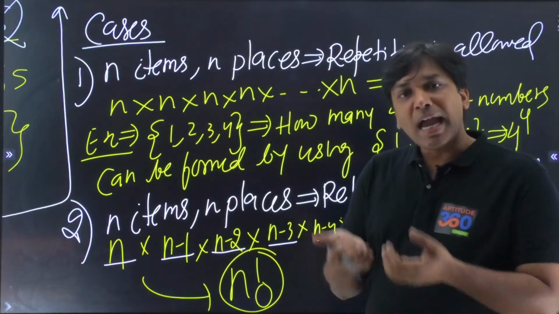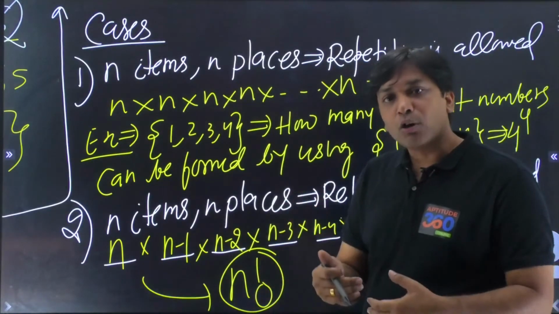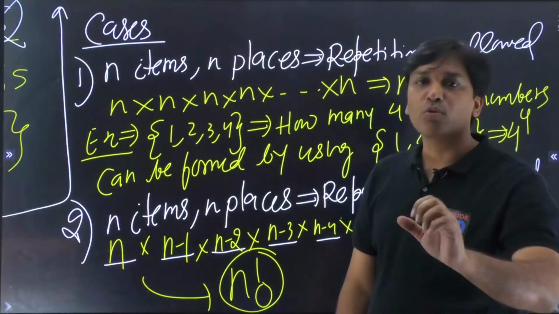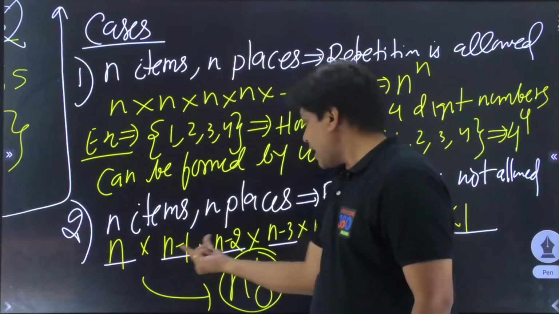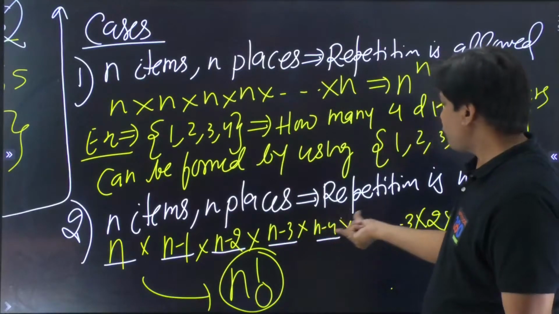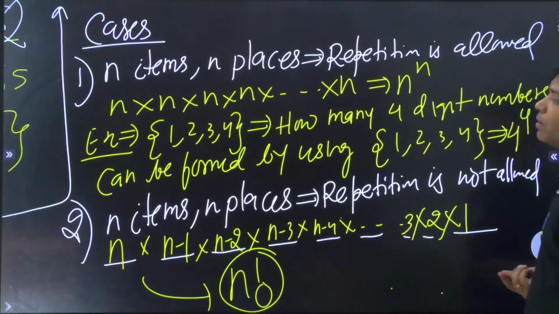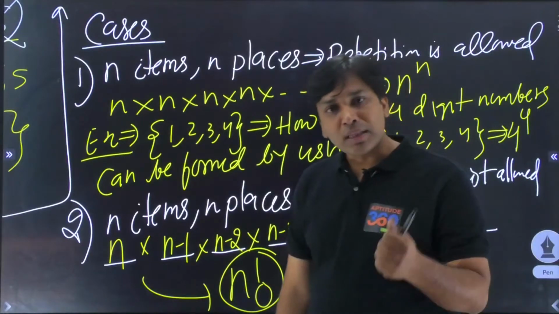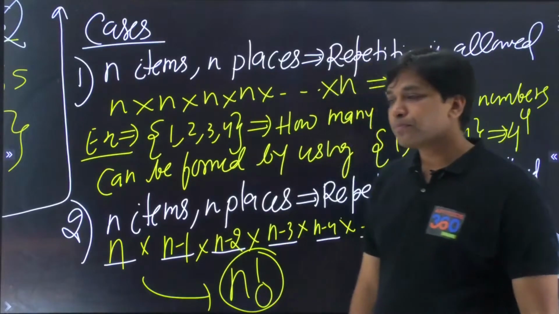N items, n places, repetition is not allowed. Now the answer is going to be n factorial. भाई यहाँ पे एक कम होगा, फिर यहाँ पे एक कम होगा, फिर यहाँ पे एक कम होगा, and so forth and so on. The last will become what? 3 into 2 into 1, and that's a pretty simple problem.